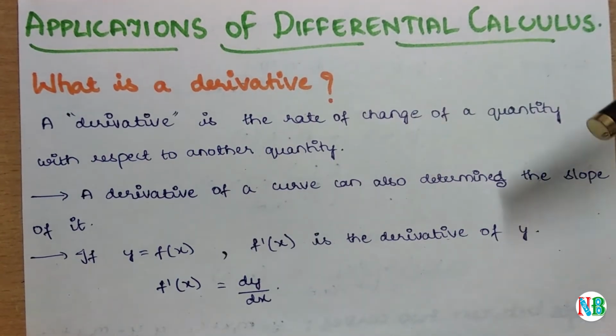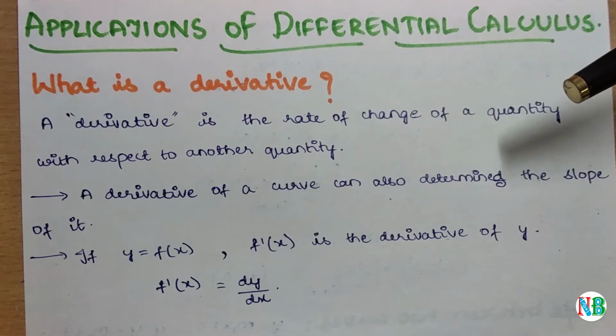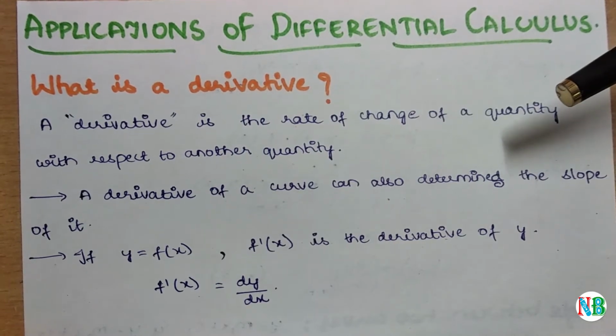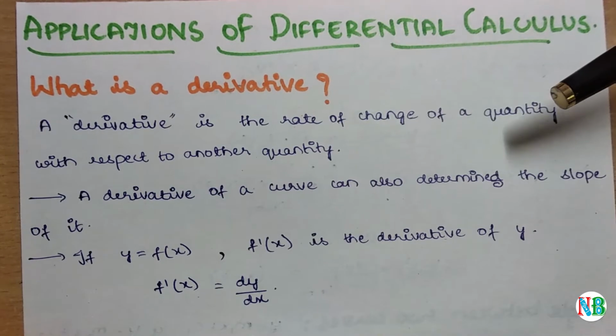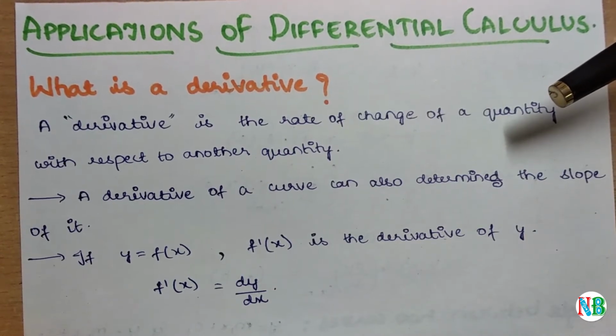So the derivative of a curve can also determine its slope. Whenever we have the derivative of a given curve, let us take any point on the curve. When we substitute the value of that point in the derivative of the curve equation, we get the slope of the tangent at that point of the curve. So that is also a use of a derivative.